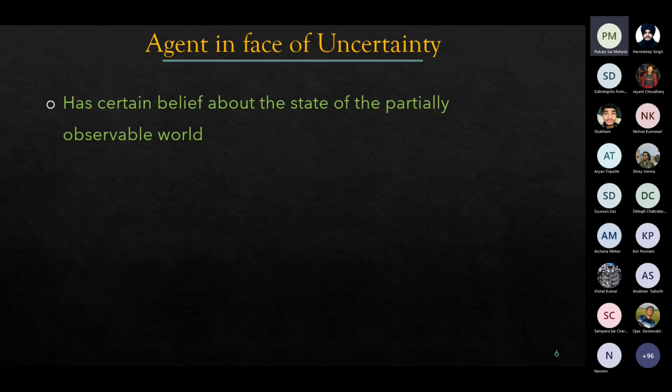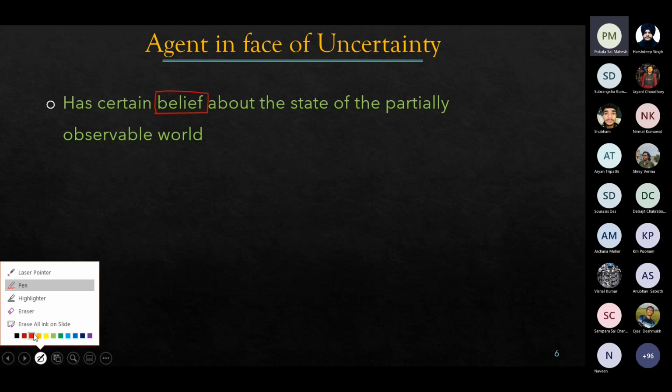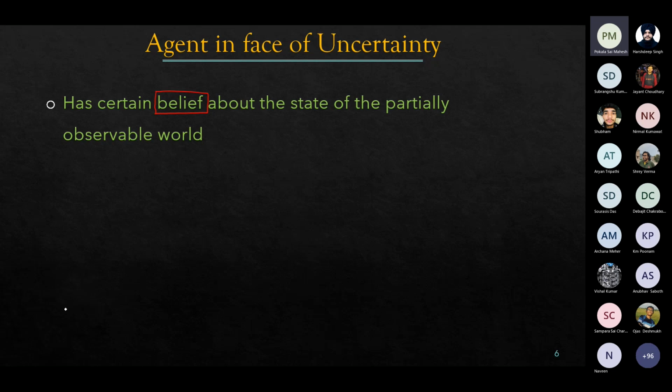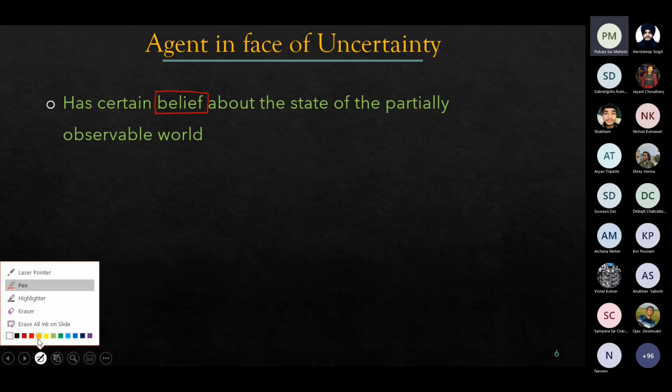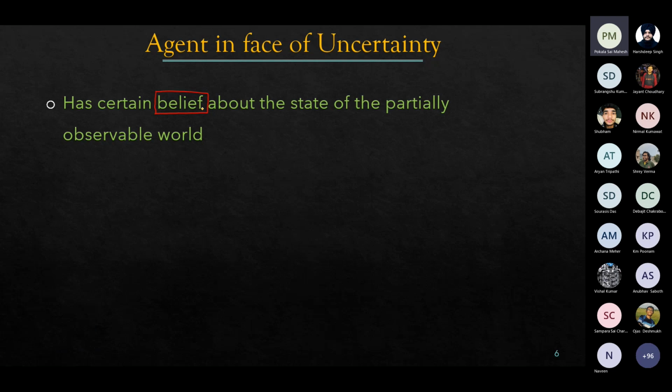Now let us try to crystallize what are the kind of things that are involved when we have placed the agent in the uncertain world. So the first thing is the agent has got certain beliefs. This particular word we should be very much conversant with, or very much familiar with, because whenever we are talking about state, in the earlier case, the state was basically a set of propositions.